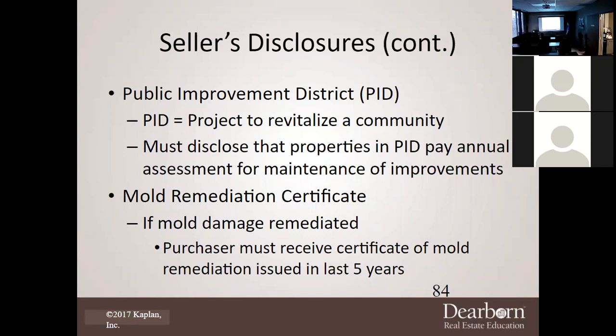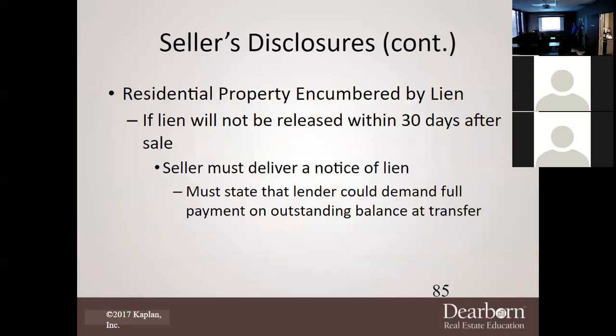Mold remediation certificate. If mold damage is remediated, then the purchaser must receive a certificate of mold remediation that's issued within the last 5 years. The residential property can be encumbered by a lien, and we all understand that for mortgages and all of that, but if a lien will not be released within 30 days after the sale, then the seller must deliver a notice of lien. And that must state that the lender could demand full payment on the outstanding balance at the transfer. Common sense here.